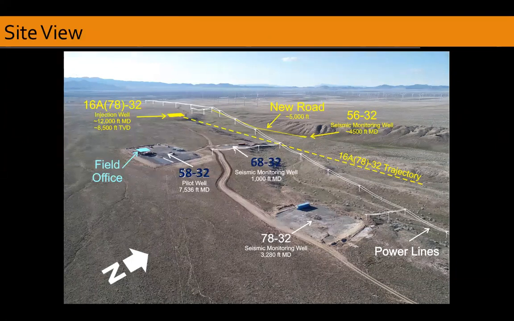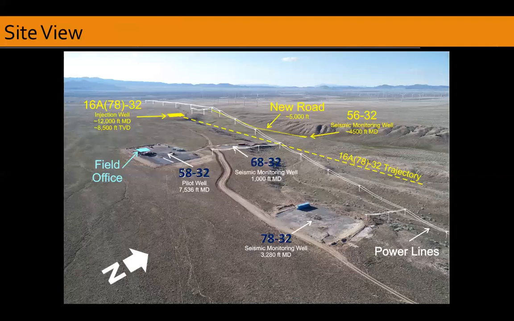Well 6832 is vertical and drilled to about 1,000 feet depth, and it has been instrumented with 2 downhole seismometers. Well 7832 is also vertical and drilled to about 3,300 feet depth. It has been instrumented with a DAS fiber, and it was used to deploy a vertical seismometer array that was used for the 2019 stimulation experiment. This well can be re-entered to deploy additional sensors downhole.